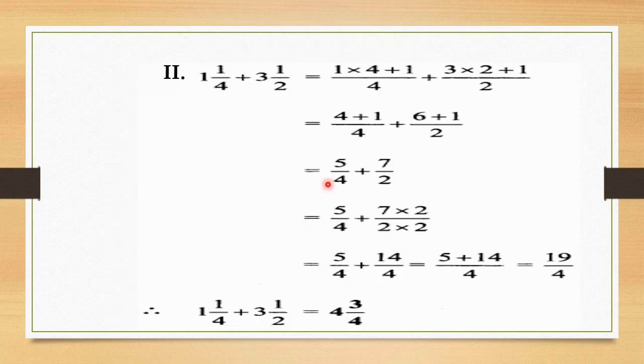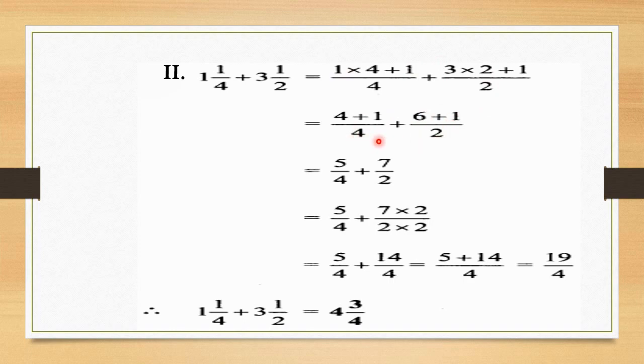Second question, 1 and 1 by 4 plus 3 and 1 by 2. So we will get here 1 multiplied by 4 plus 1 upon 4 plus 3 multiplied by 2 plus 1 upon 2. So here you will get 1 multiplied by 4, 4 plus 1 upon 4 plus 3 multiplied by 2, that is 6 plus 1.